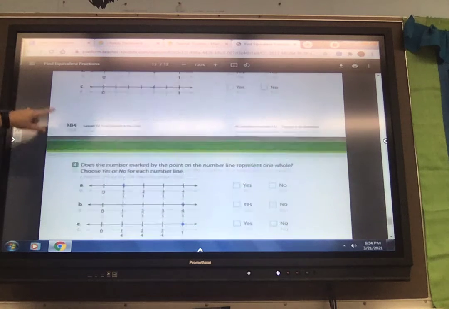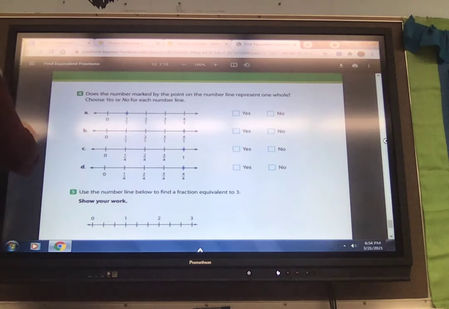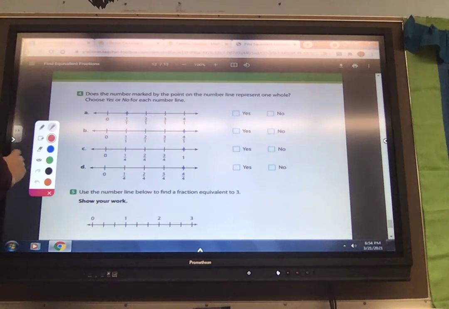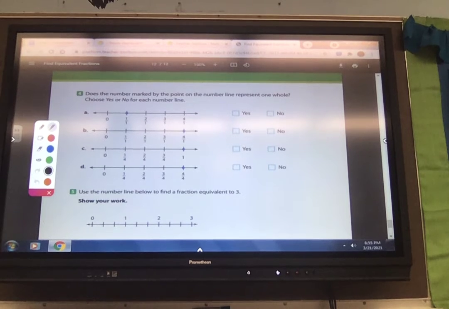All right, page 185, number 4. Again, I hope you are working these on your own and then coming back and viewing it to see if you got them correct. Number 4, does the number line marked by the point on the number line represent one whole? Choose yes or no for each number line.